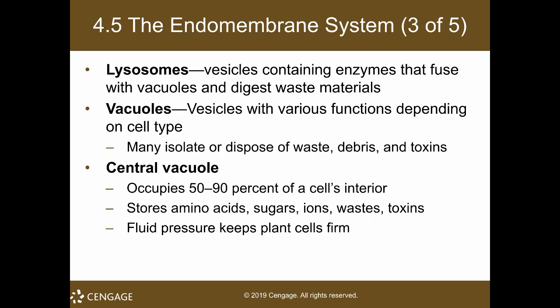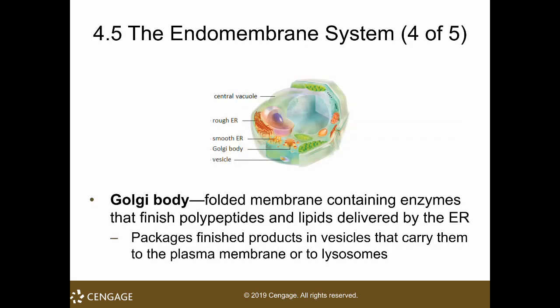And then the vacuoles are vesicles with various functions depending on the cell type. So, for plant cells, the vacuoles are storage of water, mainly water. For animal cells, the vacuoles are more of storage of other materials like, for example, PHB, polyhydroxybutyrate. For PHB synthesizing cells, these are the storage for the polyhydroxybutyrate. And then you have central vacuoles, occupying 50 to 90% of the cell interior. This is mostly found in plants. They store amino acids, sugars, ions, and bases, and also regulate fluid pressure in plant cells.